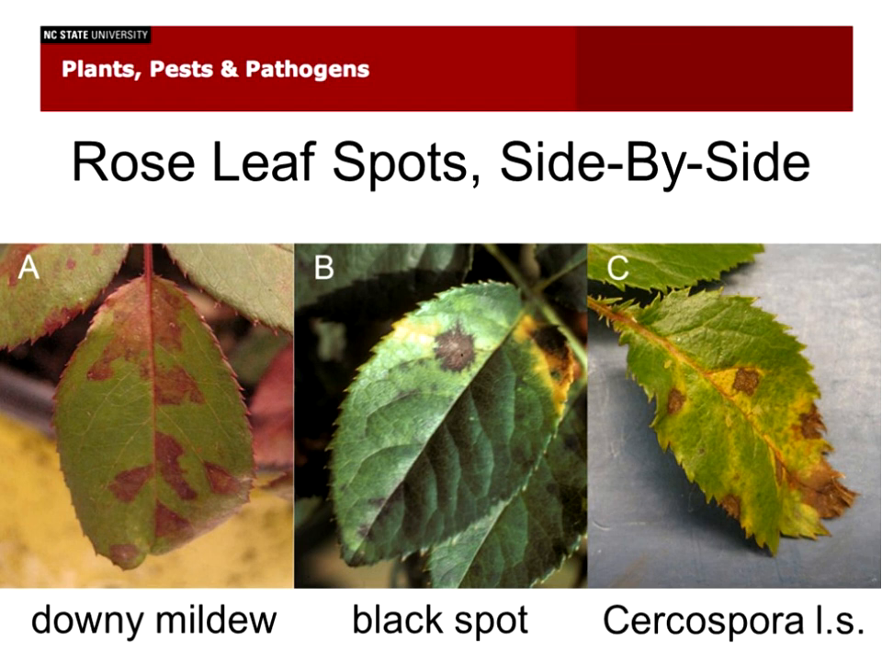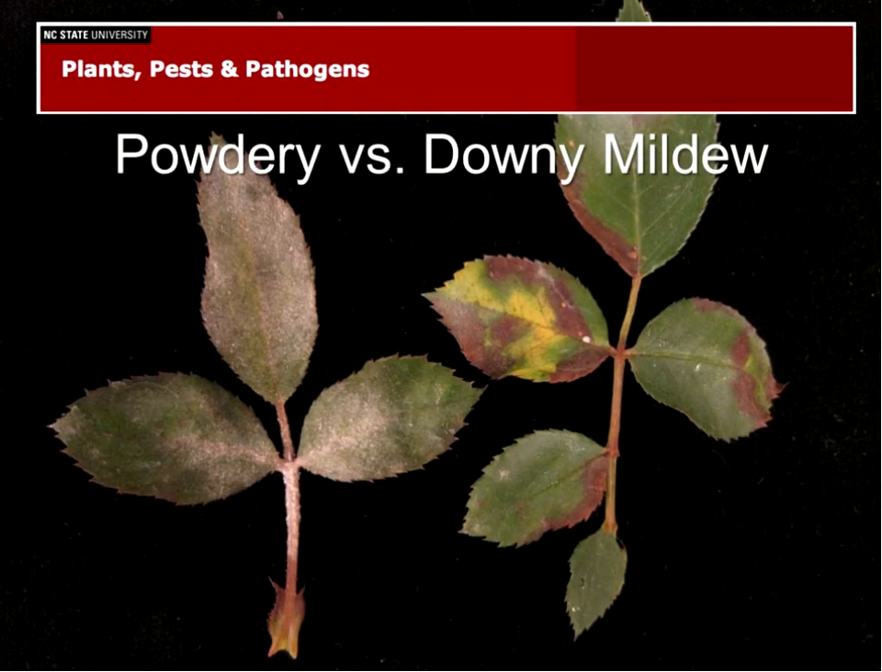The middle one is black spot, which if you don't have a resistant variety, you are going to have, with the black spots with the feathered edges, some chlorosis and leaf drop. And Cercospora leaf spot, which is a little bit different shape, border and color.